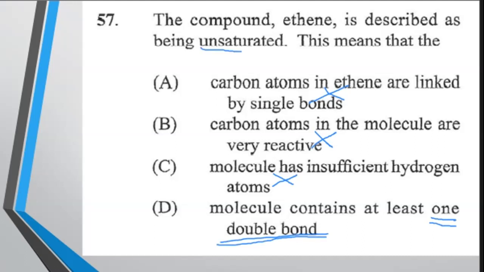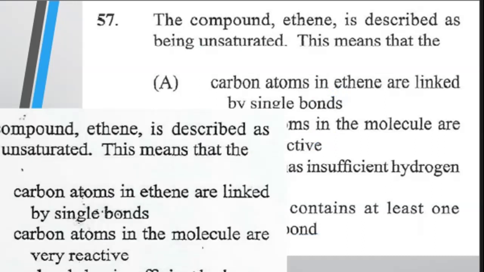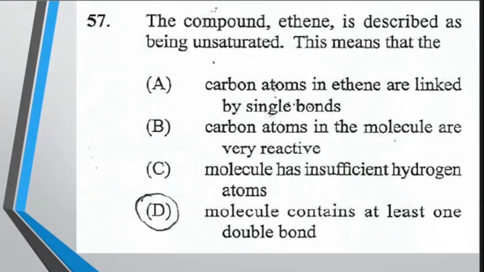Unsaturated means the presence of a double bond. Unsaturated tells us that a double bond is present. The compound ethene is described as being unsaturated because of the presence of a double bond. So the answer to 57 is D as in dog. Molecule contains at least one double bond.